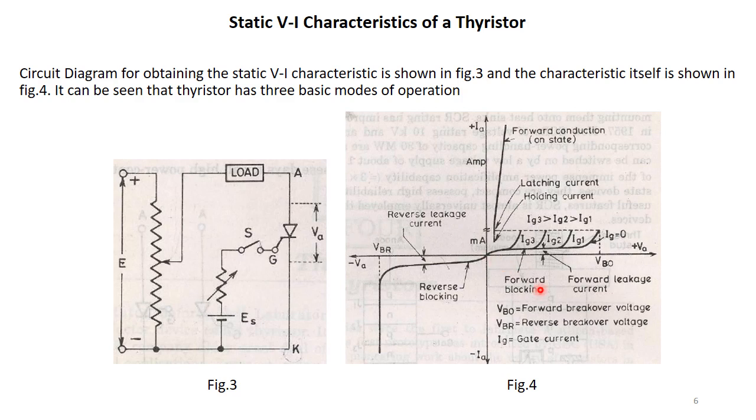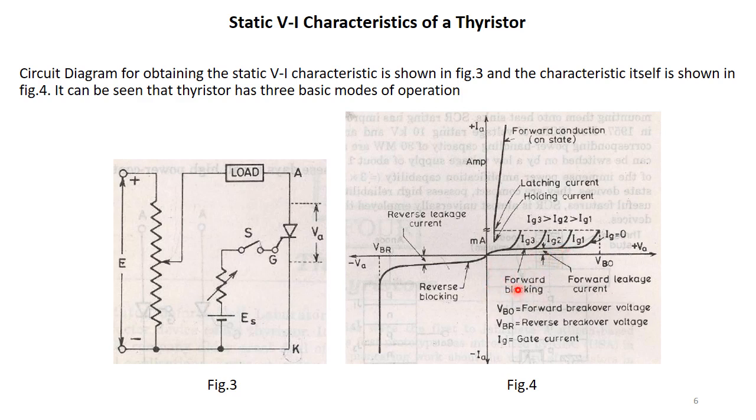Now coming on to the next mode, which is the forward blocking mode. In this mode, anode is made positive with respect to the cathode, as can be seen from the polarities of the supply voltage. The junctions J1 and J3, the outer junctions, they are forward biased. However, the middle junction, the inner one J2, it gets reverse biased. You can see from the figure a small leakage current known as forward leakage current is flowing when the thyristor is in the forward blocking mode.